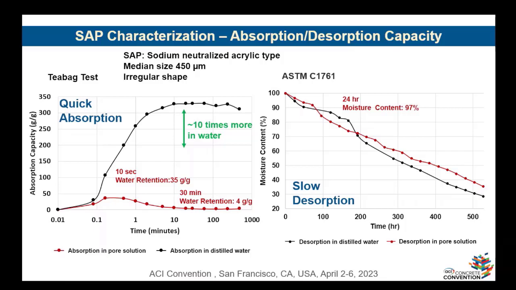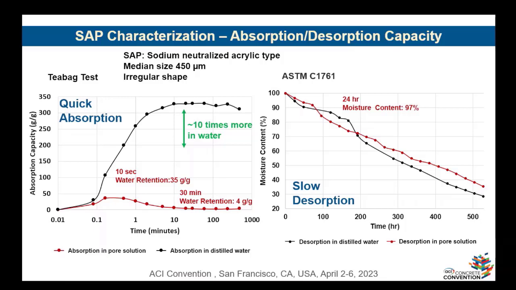And as you see there, there's another important issue: time. If we assume that printing open time is about 30 minutes, if you look at those times, you will see that at 10 seconds right after addition of water to SAP, or pore solution to SAP, the water that is retained is about 35 grams of water per every gram of SAP.